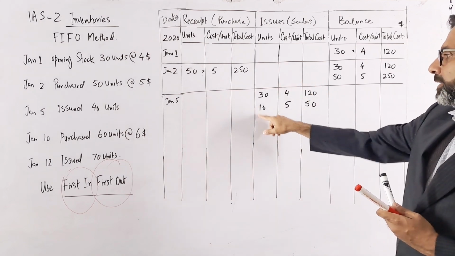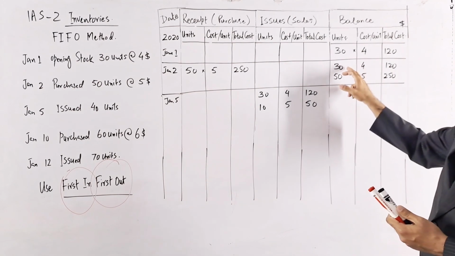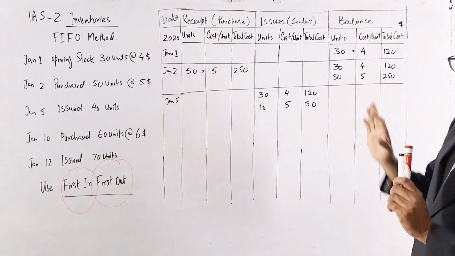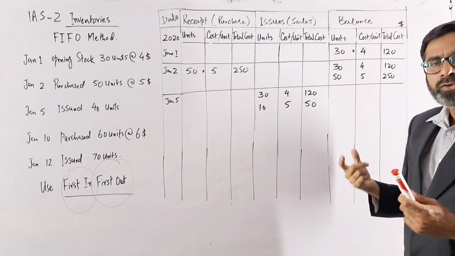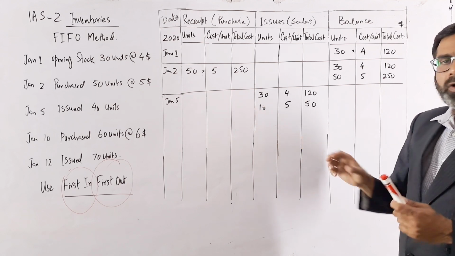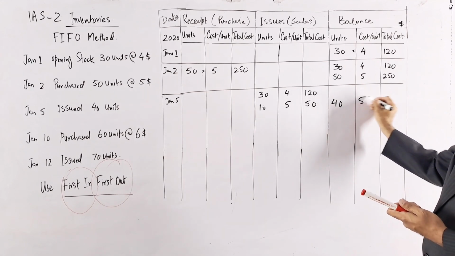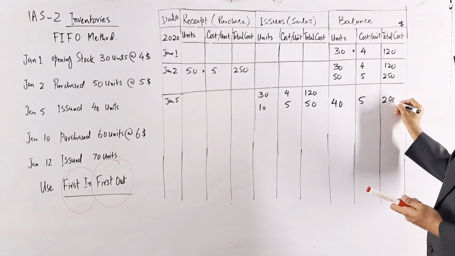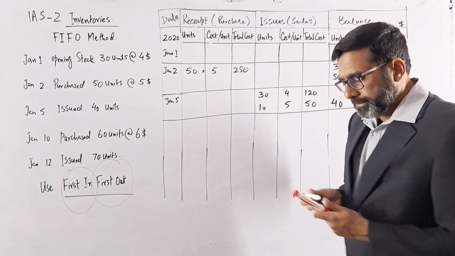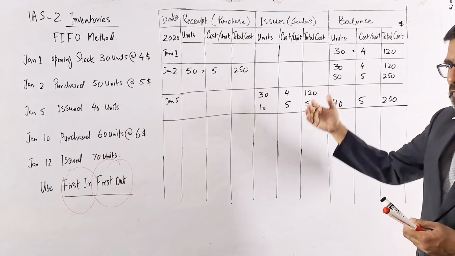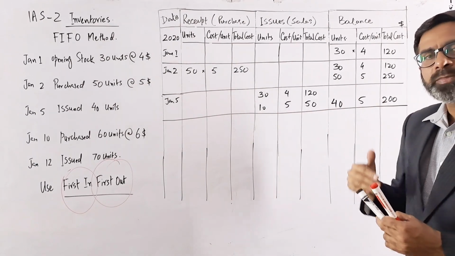So this is the issue section. Now the balance will obviously change. So how will the balance change? Because we have 30 units, all units are issued. So here we have no more units at the cost of $4. But from here, from 50 units, we have issued 10 units. It means we have 40 units available. So that 40 units will be the balance. Obviously, the cost is 5. So it will be $200. So this transaction is also complete in this way. So here, if you see, this is the main concept: units are purchased, they are recorded accordingly. When they are issued, we have to see which units were purchased first.